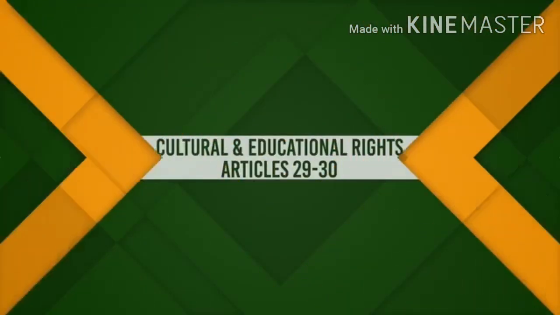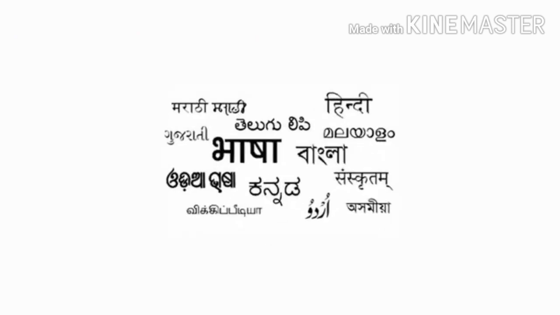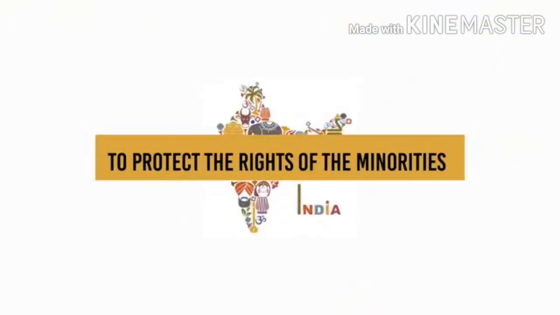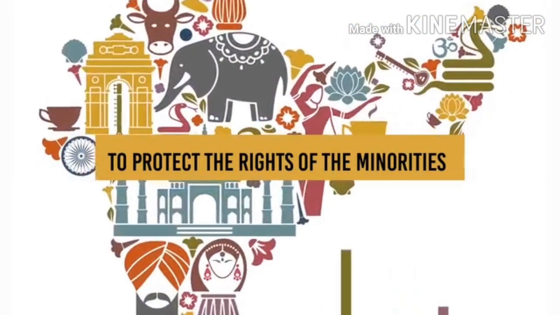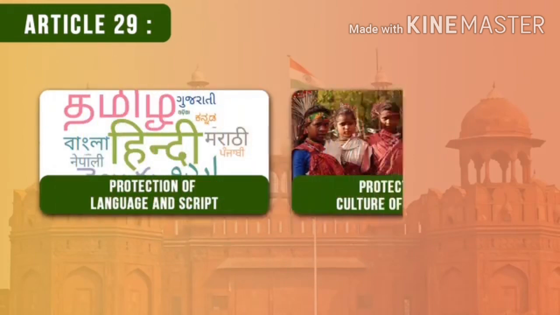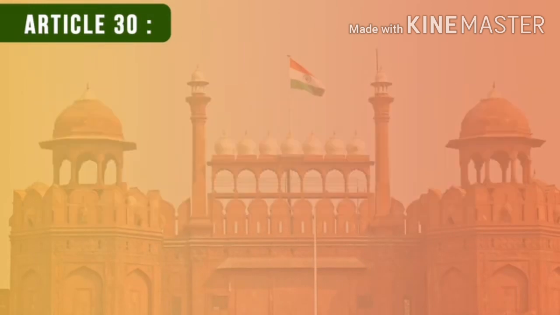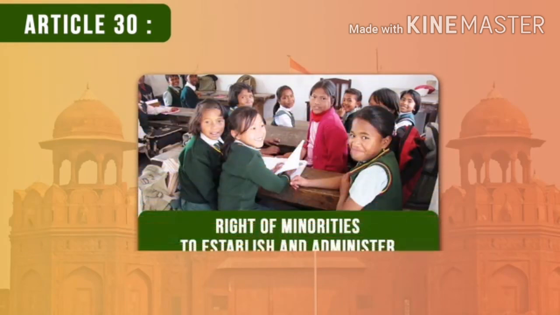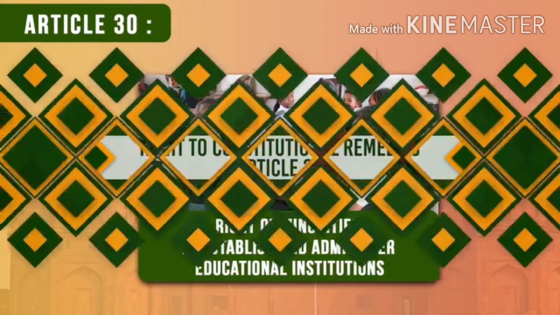5. Cultural and educational rights. As India is a country of many languages, religions and cultures, the Constitution provides special measures in Articles 29 and 30 to protect the rights of the minorities. Article 29 provides protection of language, script and culture of minorities. Article 30 provides rights of minorities to establish and administer educational institutions.